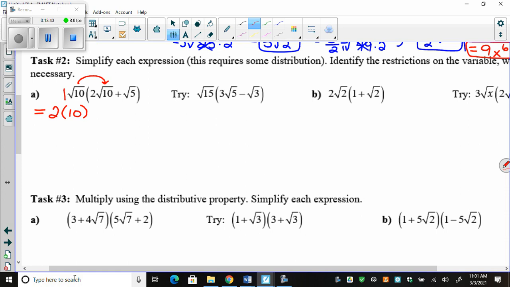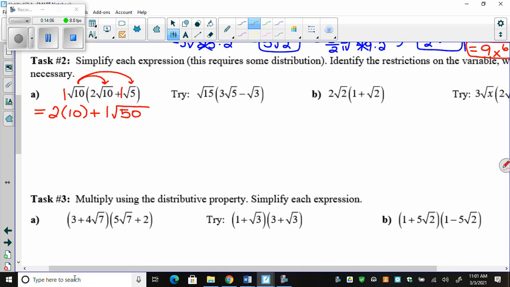Follow me? Does that make sense? 1 times 2 is 2. Root 10 times root 10 is 10. And we just distributed the first one. Now we're going to distribute the next one. 1 times 1 is 1. I don't need to write 1, but I'm going to for effect. And then root 10 times root 5 is root 50.